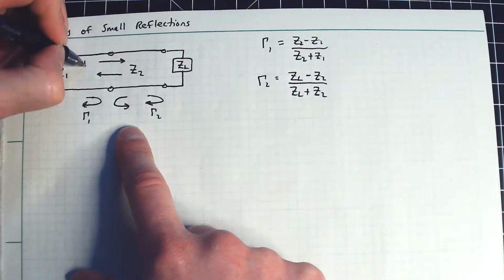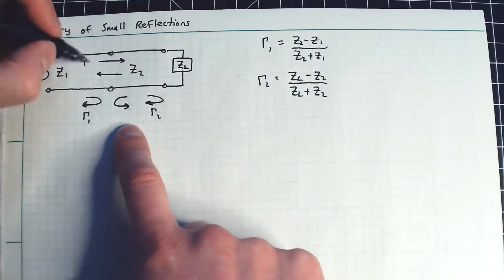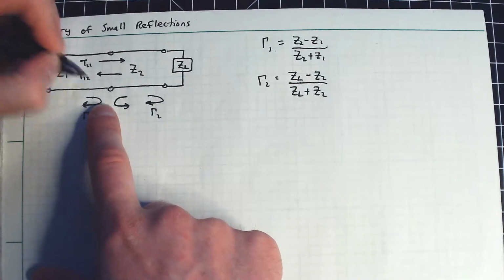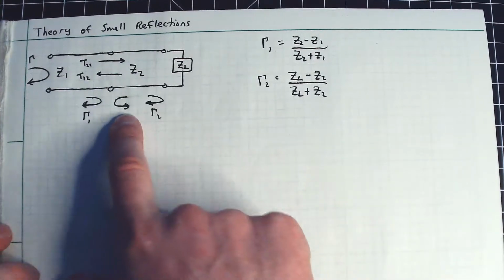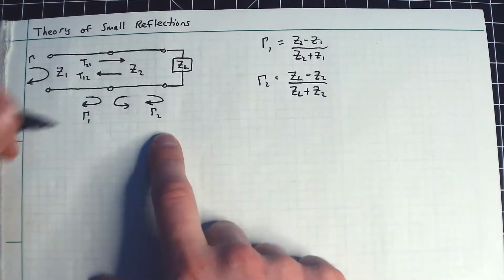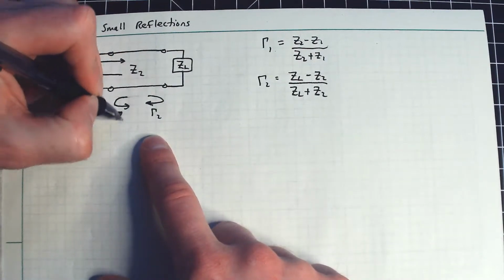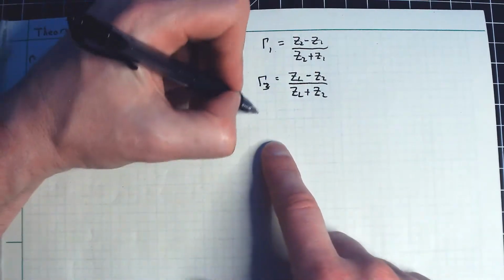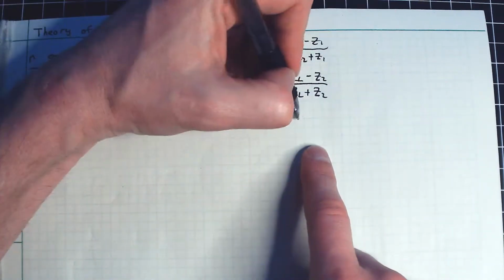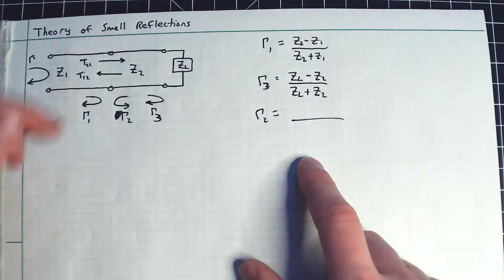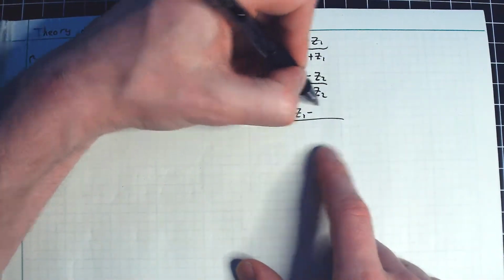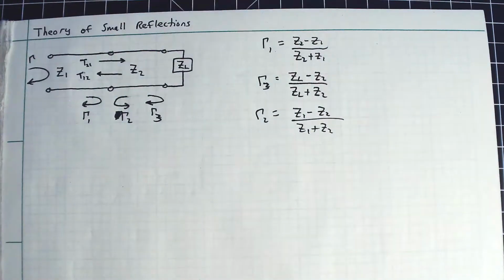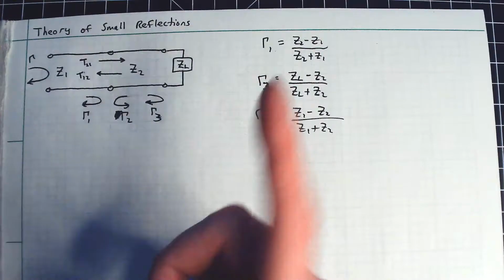And so I'm going to call this T 2,1. So it's the transmission into 2 from number 1, and this will be T 1,2, the transmission into 1 from 2. And I did a slight misnomer here. This should be, this is supposed to be gamma 2. This one here was gamma 3, so we'll do that. So gamma 2 is going to be looking into this direction, is going to be Z1 minus Z2 divided by Z1 plus Z2 here.